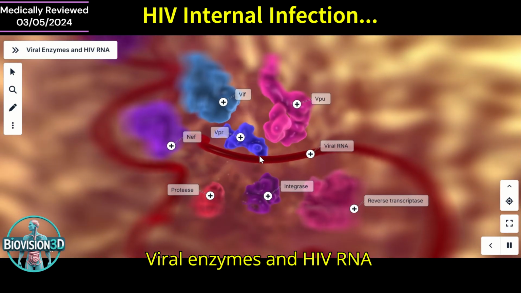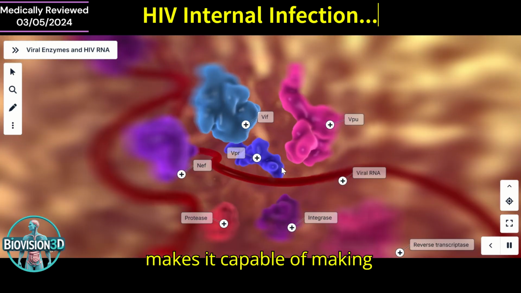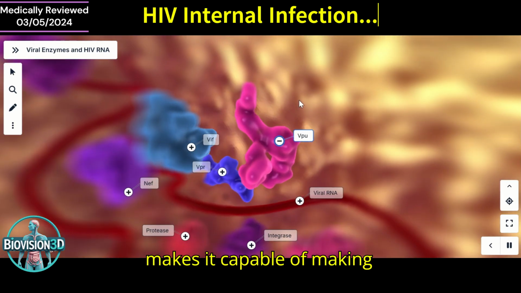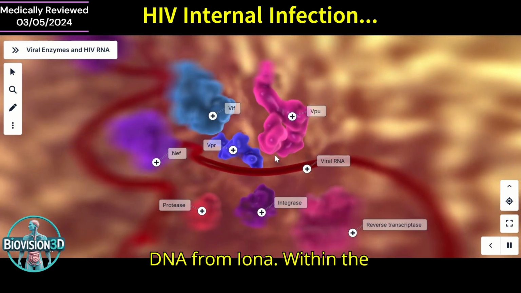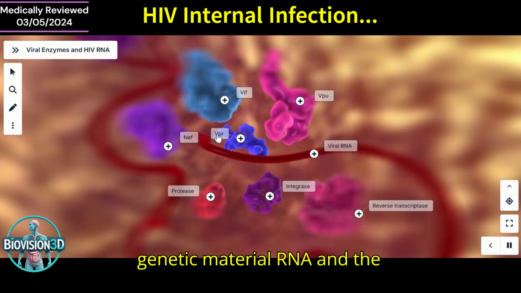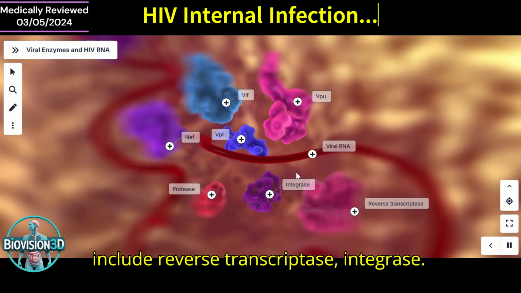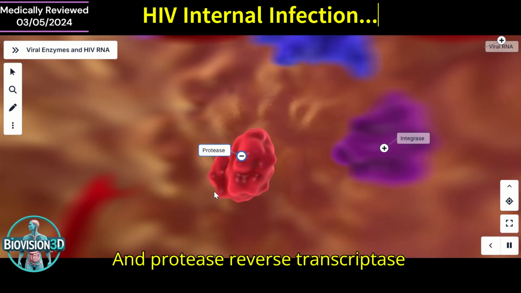Viral enzymes and HIV RNA. HIV is a retrovirus, which makes it capable of making DNA from RNA. Within the viral capsid is the HIV genetic material, RNA, and the associated HIV enzymes. These enzymes include reverse transcriptase, integrase, and protease.